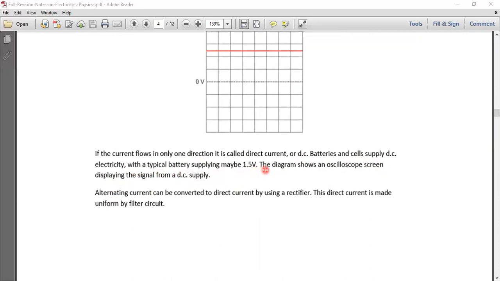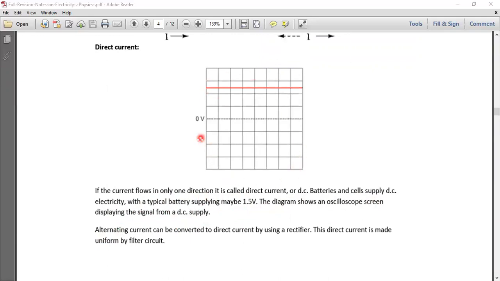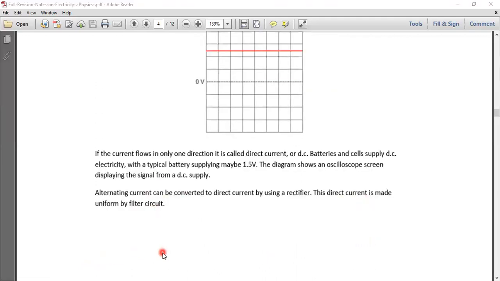The diagram shows an oscilloscope screen displaying the signal from a DC supply. So this is the oscilloscope screen that is showing a DC current. It is only a straight line. Alternating current can be converted to a direct current by using a rectifier. The direct current is made uniform by a filter circuit. A rectifier is a device that converts AC to DC supply, and the direct current is made uniform by a filter circuit.